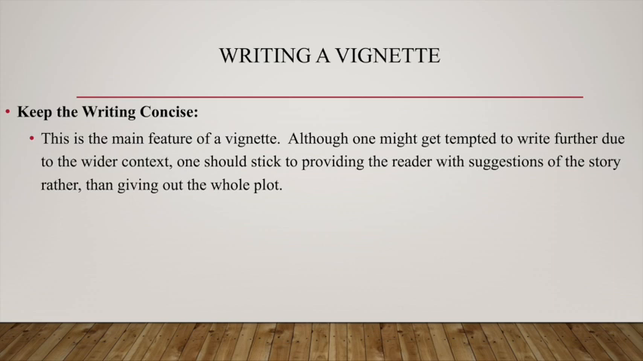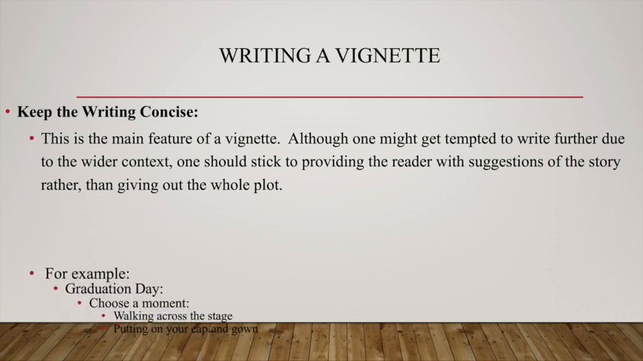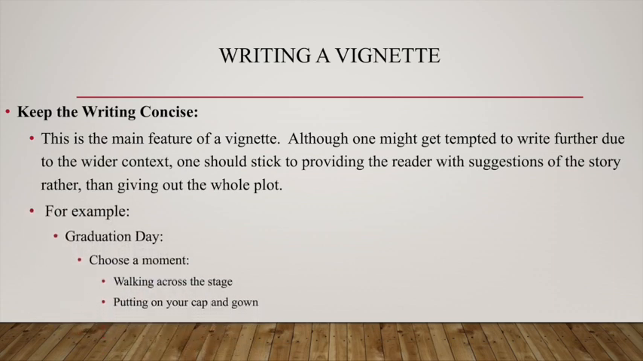When we look at writing a vignette, we want to keep it concise. This is the main feature. It's just one scene. Although we get tempted to write further due to the wider context because we want to tell the audience everything, we need to stick to providing the reader with suggestions of the story rather than giving the whole plot. So, for example, I have many students in this particular piece that will write about graduation day.